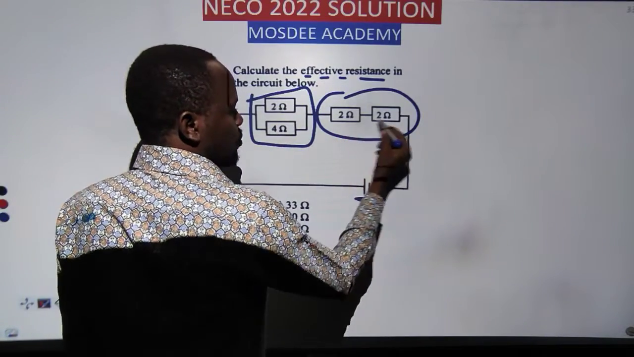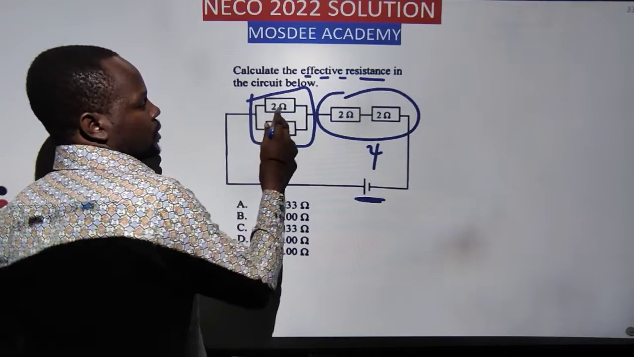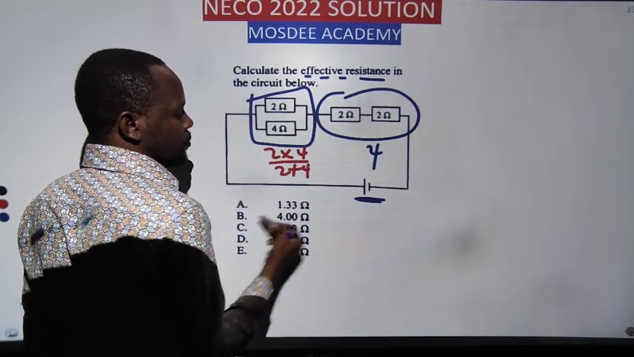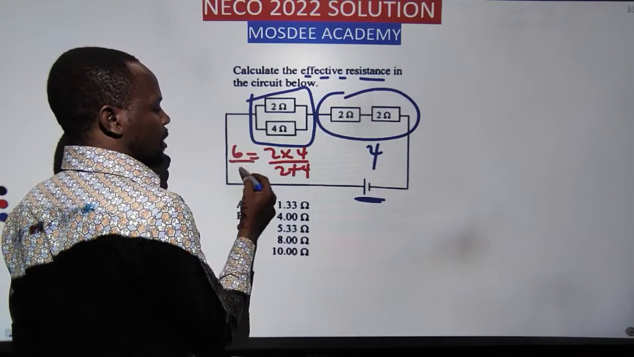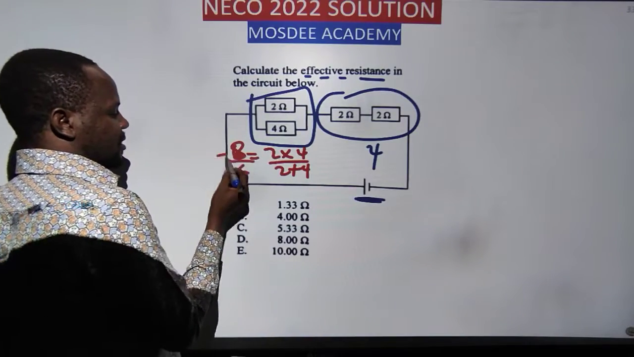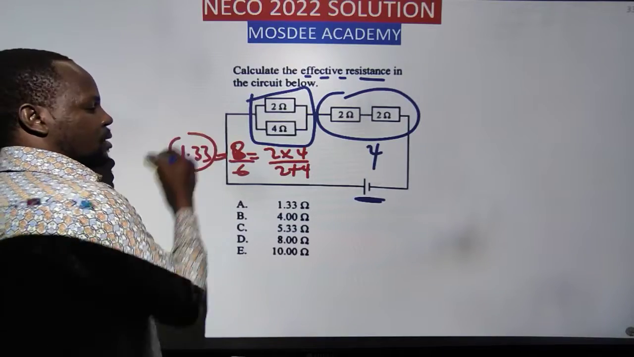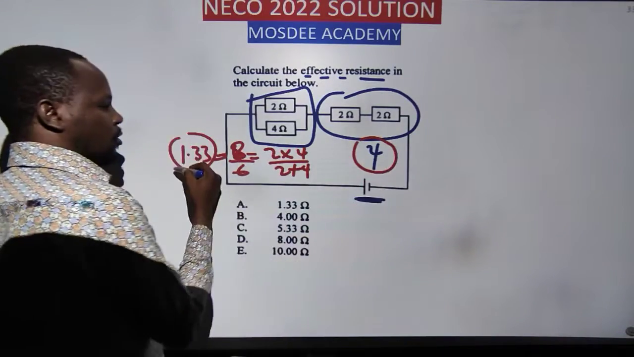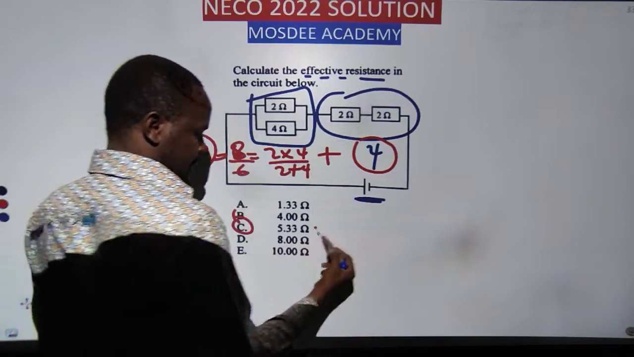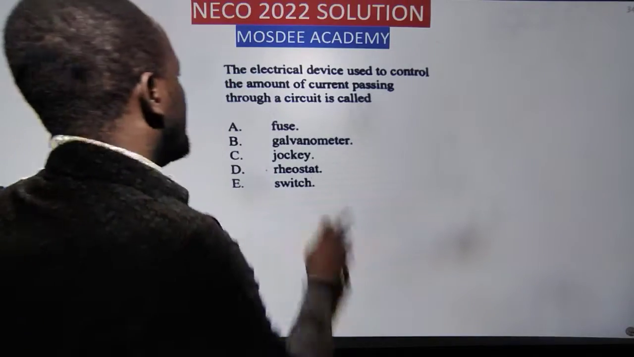Everybody knows series is 2 plus 2, which is 4. Then parallel is 2 times 4 over 2 plus 4. That is 8 over 6, which is 4 over 3, 1.33. So this one is 1.33, and this one is 4. Add them together: 4 plus 1.33. 5.33 ohms is the answer. The next question. Thank you.